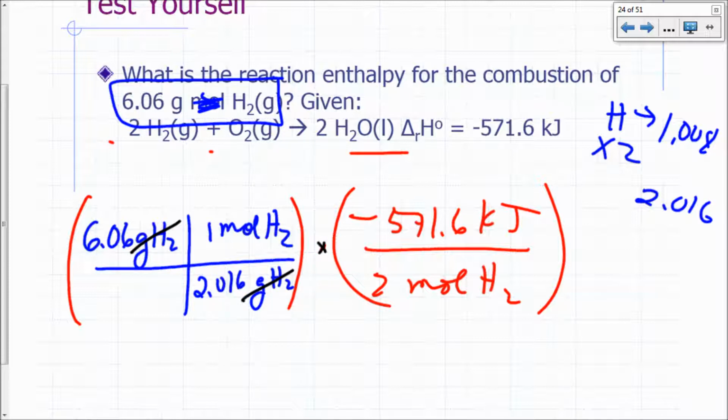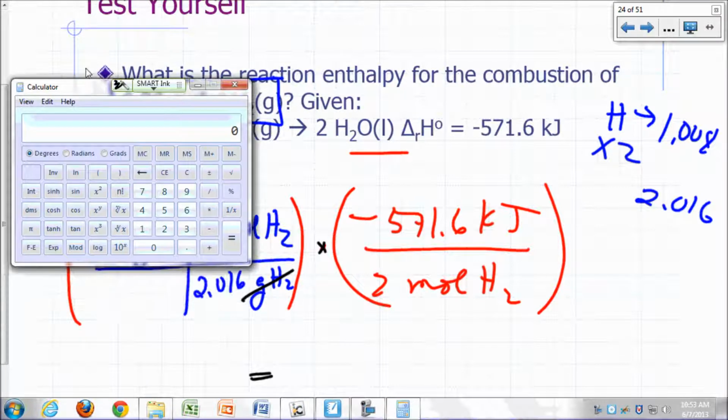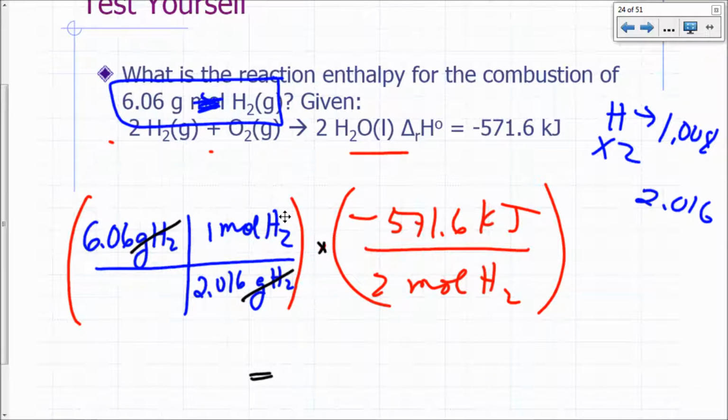So if you multiply this, what do you get? 6.06 divided by 2.016 gives you 2.99, that's about 3 moles, times negative 571.6 divided by 2, so negative 854. Okay, so the answer here is negative 854 kilojoules. Okay?